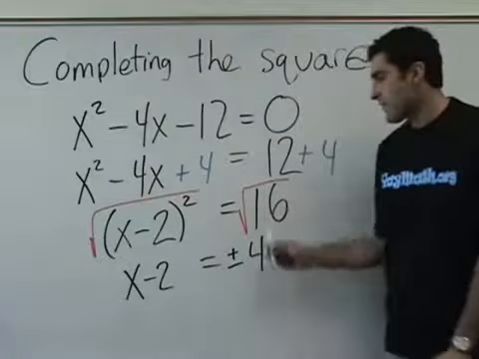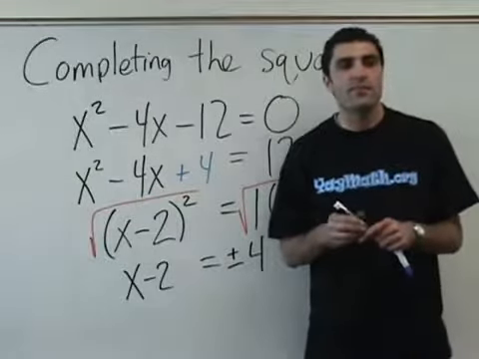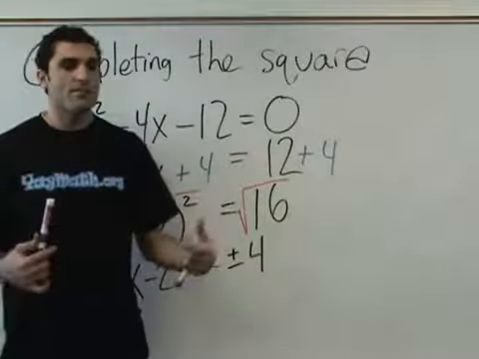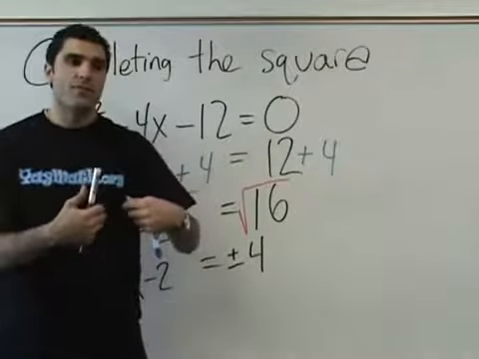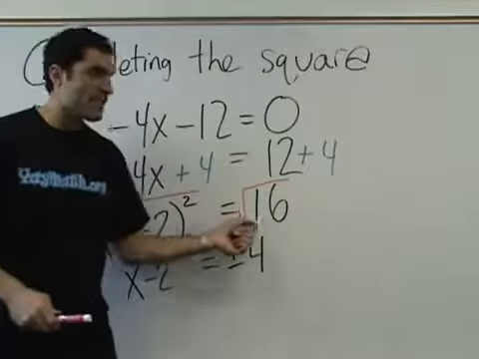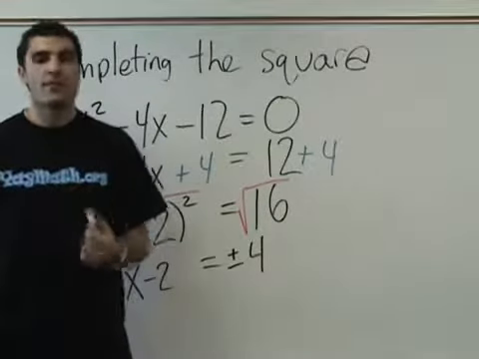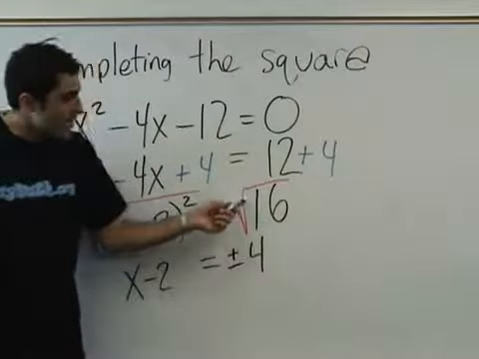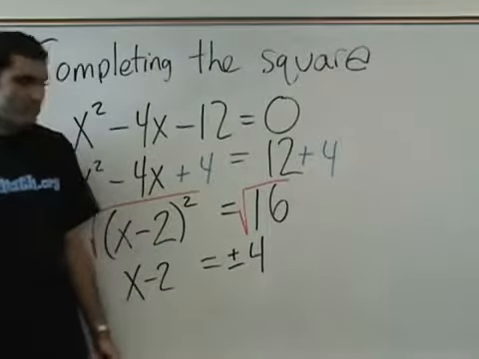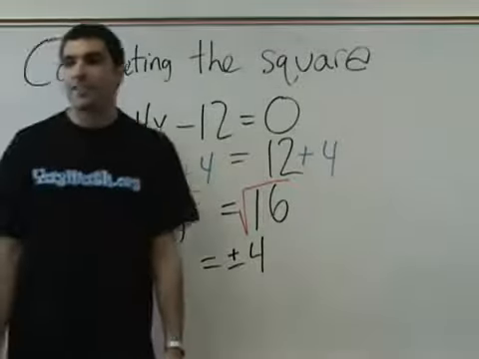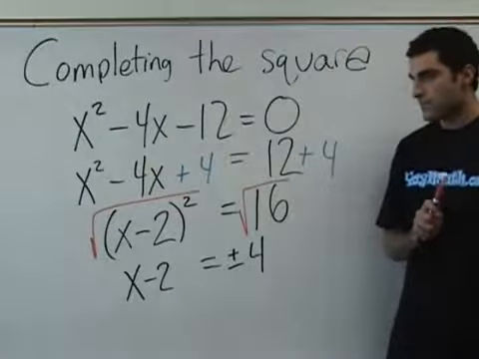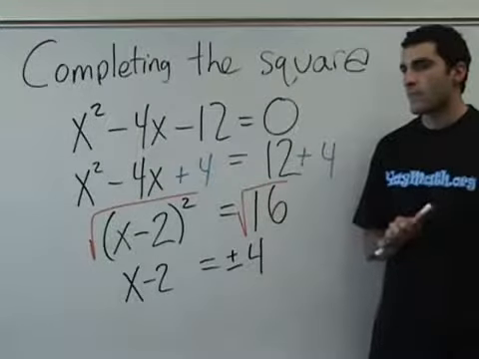Real quick explanation. I know before you've learned that the square root of 16 is 4. That's true. But square root of 16 means what two numbers multiplied together equal 16. 4 and 4 multiply to make 16. And negative 4 and negative 4 also multiply to make 16. So this has two answers, plus 4 and minus 4. There's two answers to the square root of 16, 4 and negative 4.